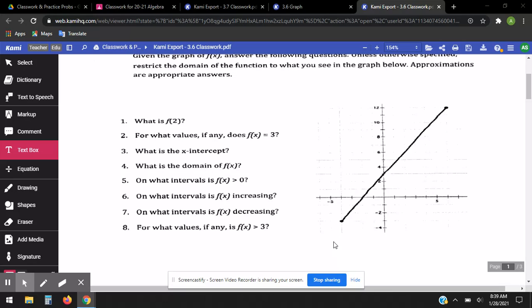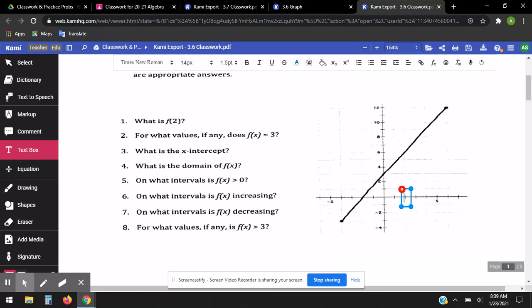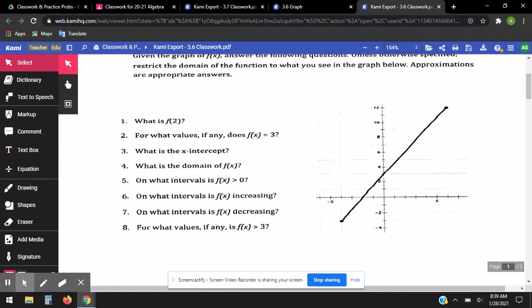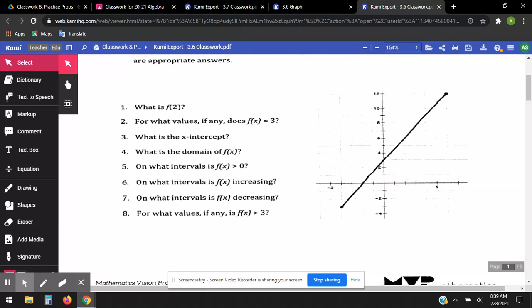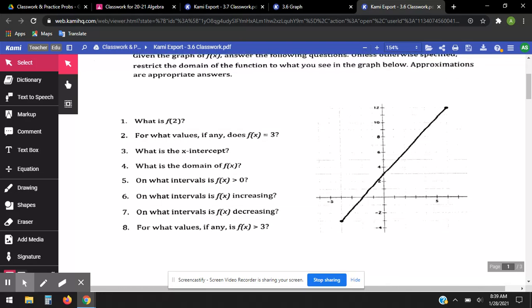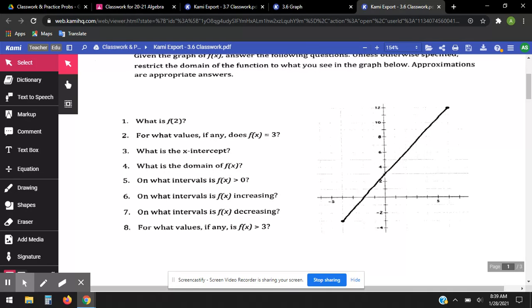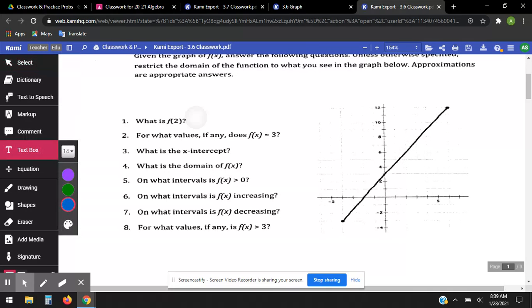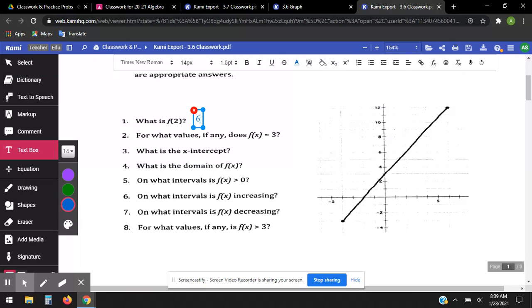So what is f of 2? That means when my x value is 2, so that's right over here. Right over here, when x is 2, I want to go up on my graph, and my point is about 6. So I'm going to put in here 6.